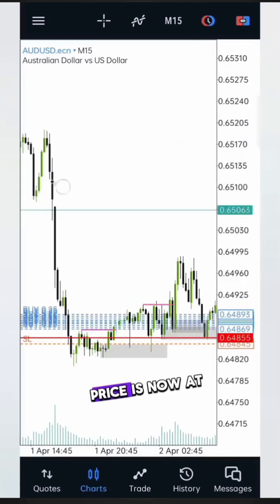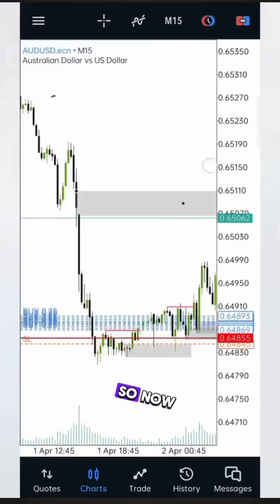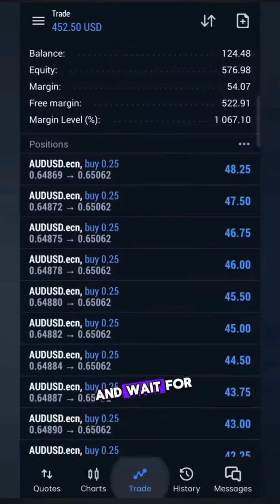Price is now at the sell side imbalanced area, and there is a clear gap on that level. So now, I'm going to close all of my open orders, and wait for another buying opportunity.